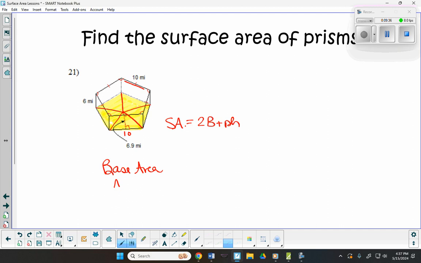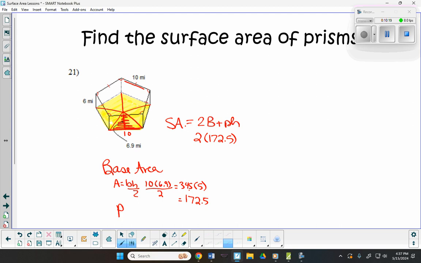So the area of one triangle is base times height divided by 2. Now the base of this triangle right here is 10. The height is 6.9. So 10 times 6.9 divided by 2. That's 34.5. Now that is the area of one triangle. But to make up the whole pentagon, you have 5 of those. So you have to take that times 5. And it gives you 172.5. That's your total base area.